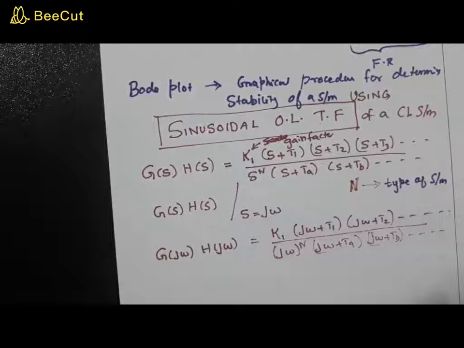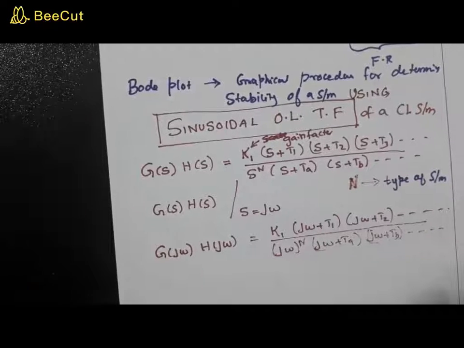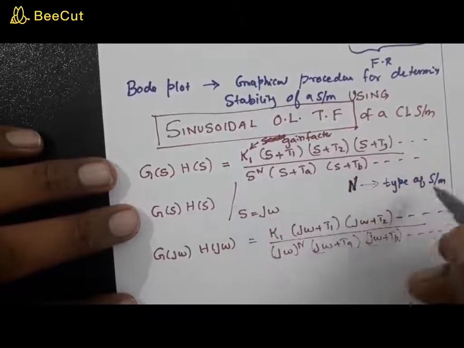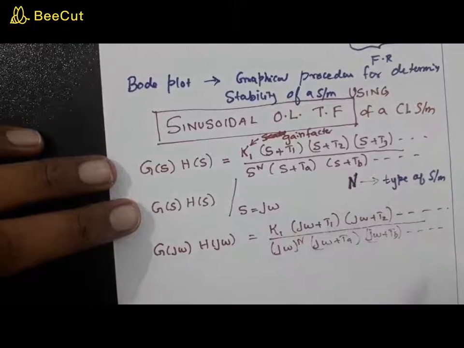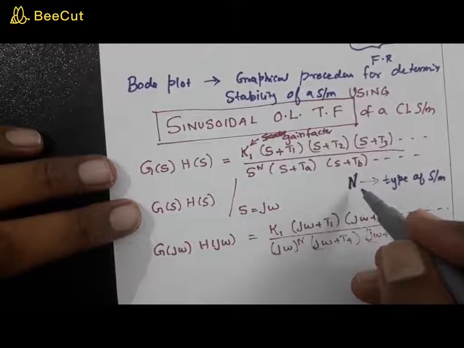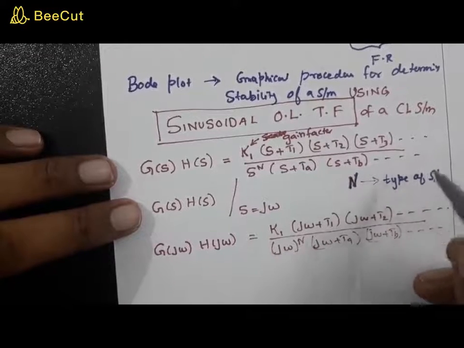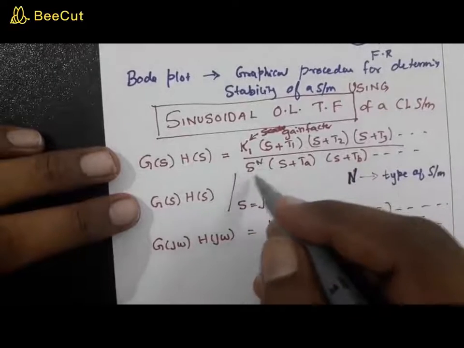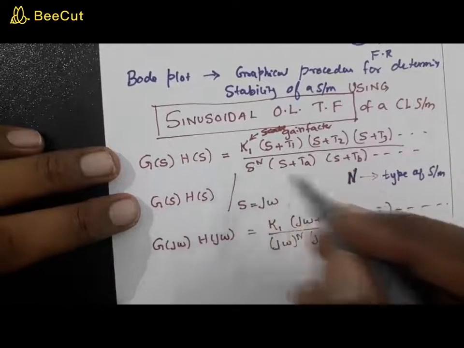All those things we have studied earlier. So that is the meaning of this n. N always refers to the type of the system. It's not the order of the system. We have studied that the type determines how many poles are there at the origin. This always gives you an idea about the poles at the origin.